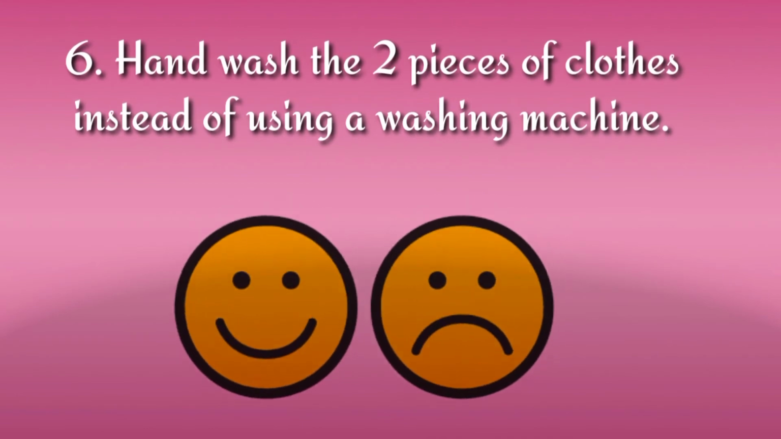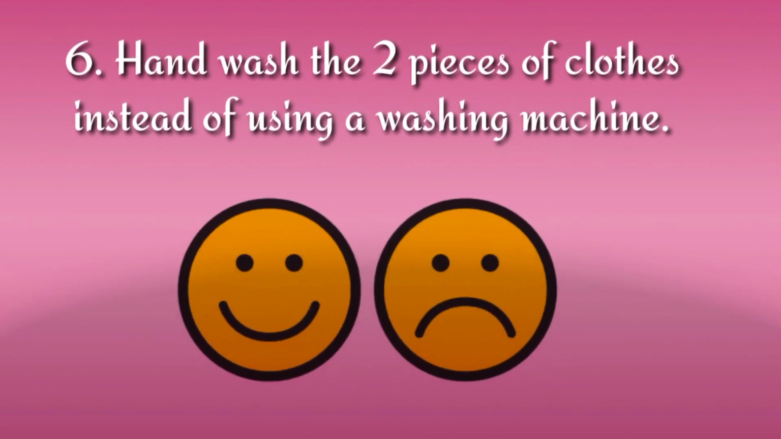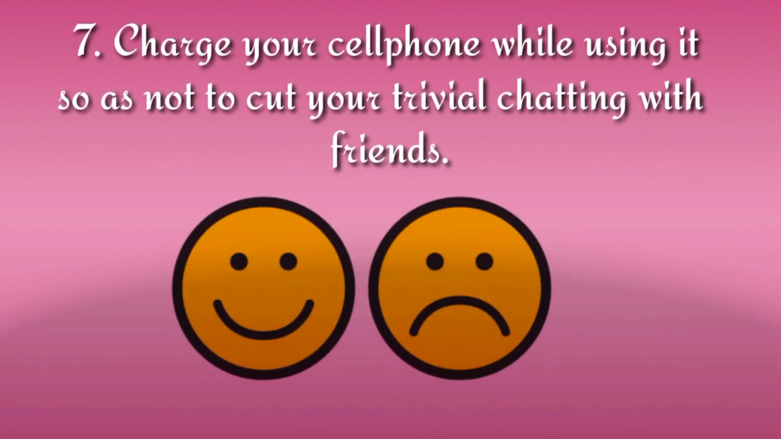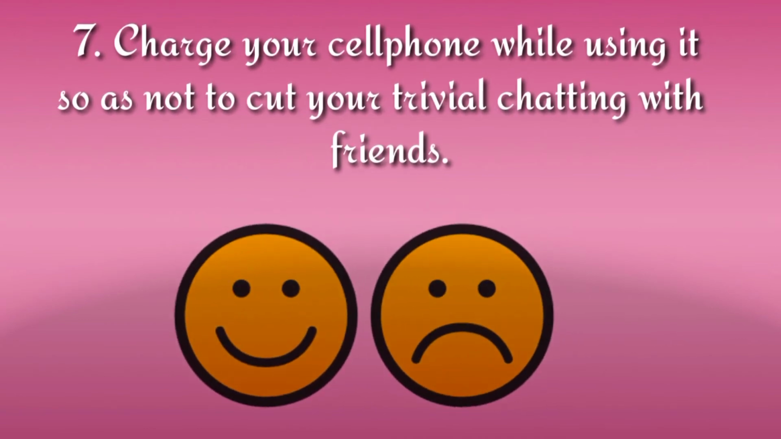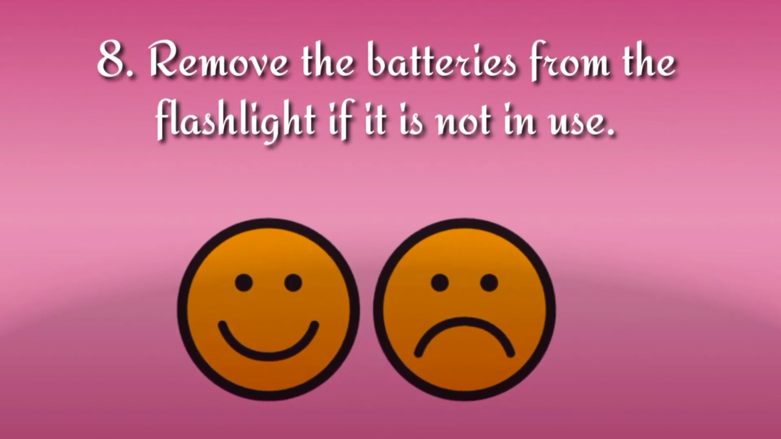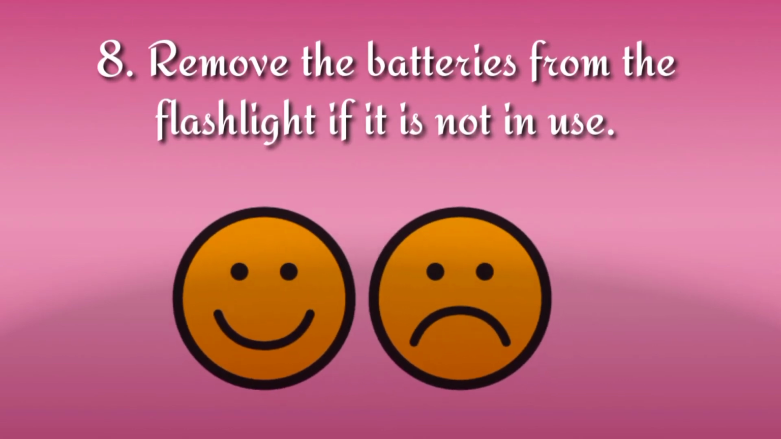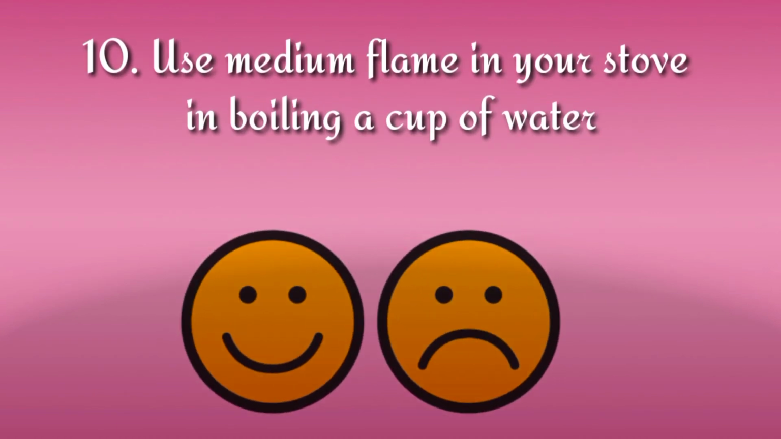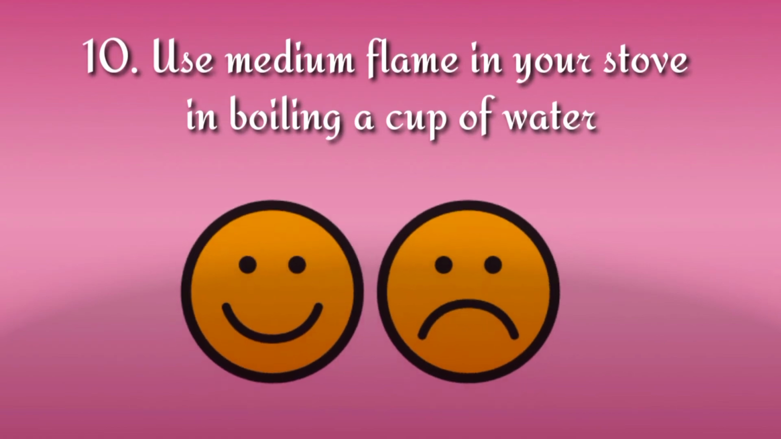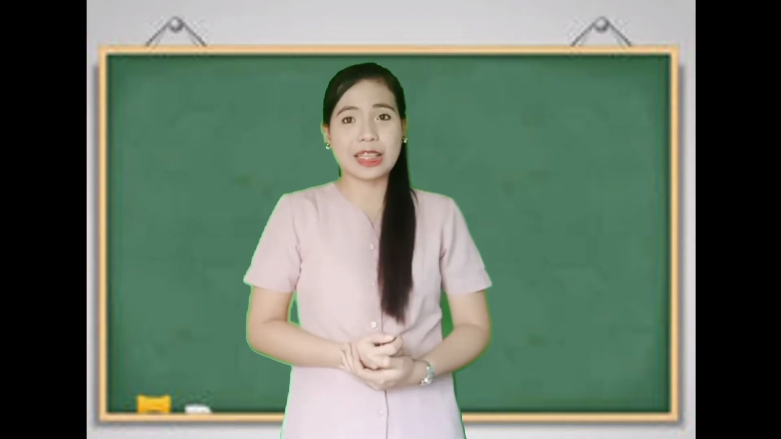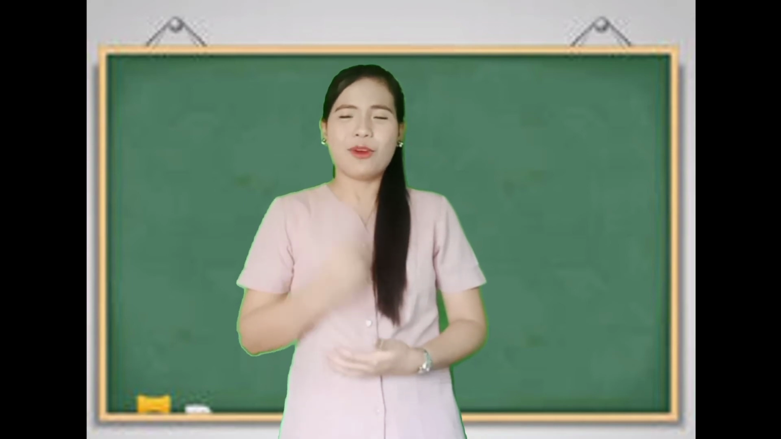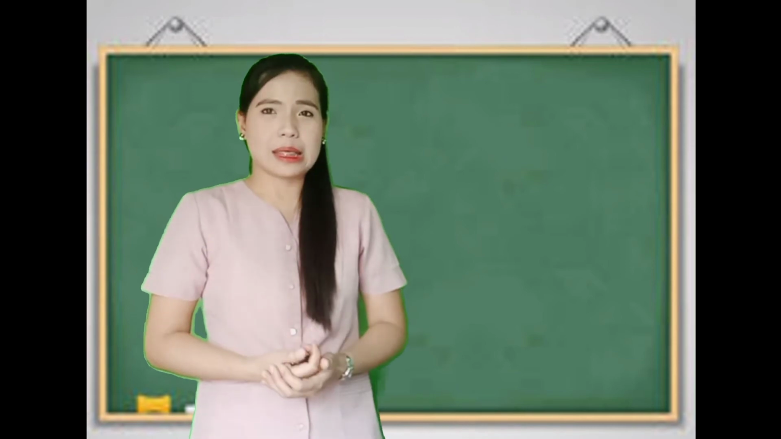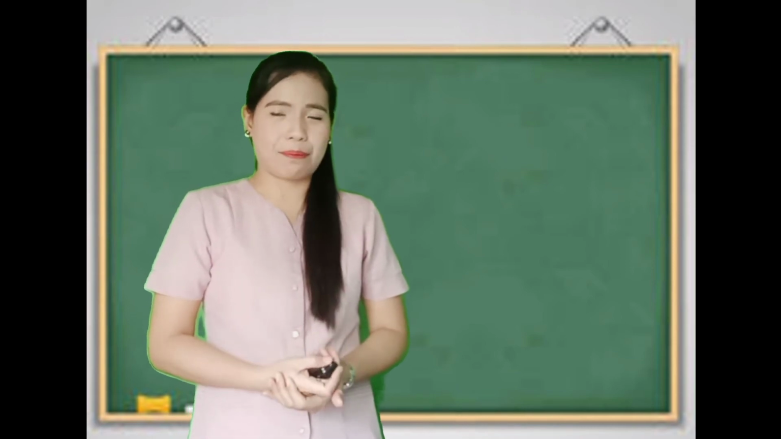6. Hand wash the 2 pieces of clothes instead of using a washing machine. 7. Charge your cell phone while using it so as not to cut your trivial chatting with friends. 8. Remove the batteries from the flashlight if it's not in use. 9. Limit your number of hours in watching television. And 10, use medium flame in your stove in boiling a cup of water. Are you done answering activity 2? I hope by doing activity 2, we realize how to use energy wisely.